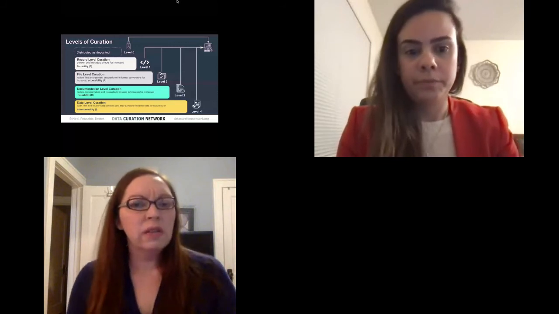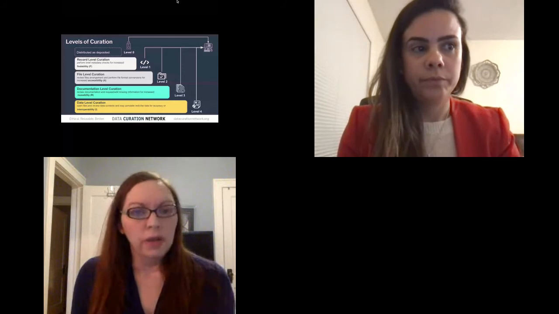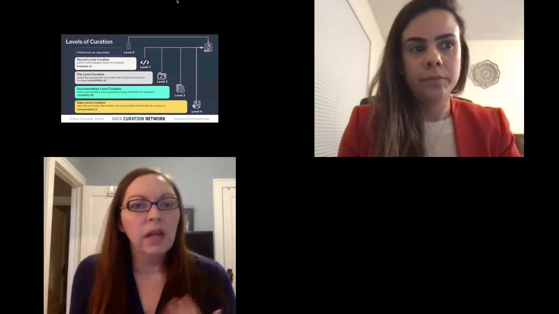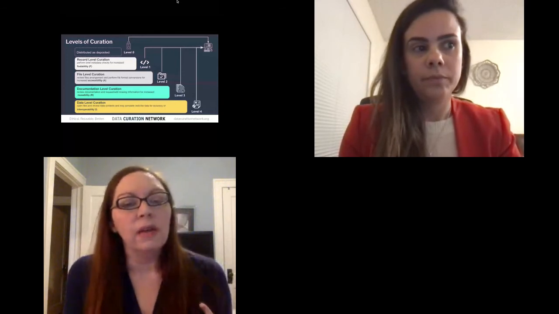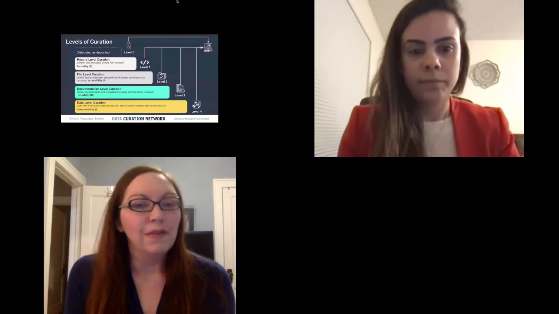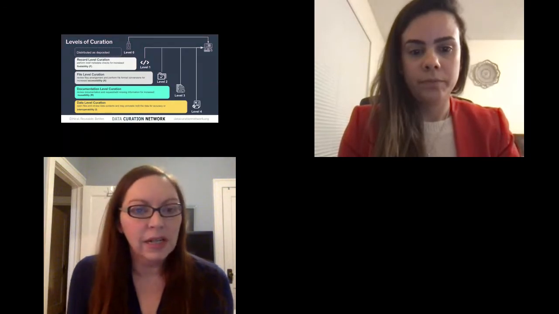You'll see here this spectrum where at level 0, the data are distributed as deposited. At level 1, you're going into the record, reviewing the metadata, and trying to improve that record for findability. At level 2, you're actually looking at the files, arranging them or performing conversions for accessibility.